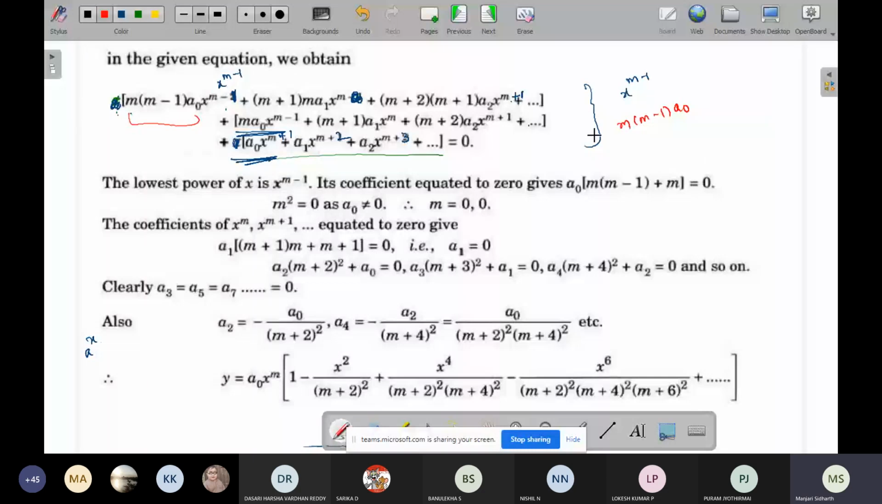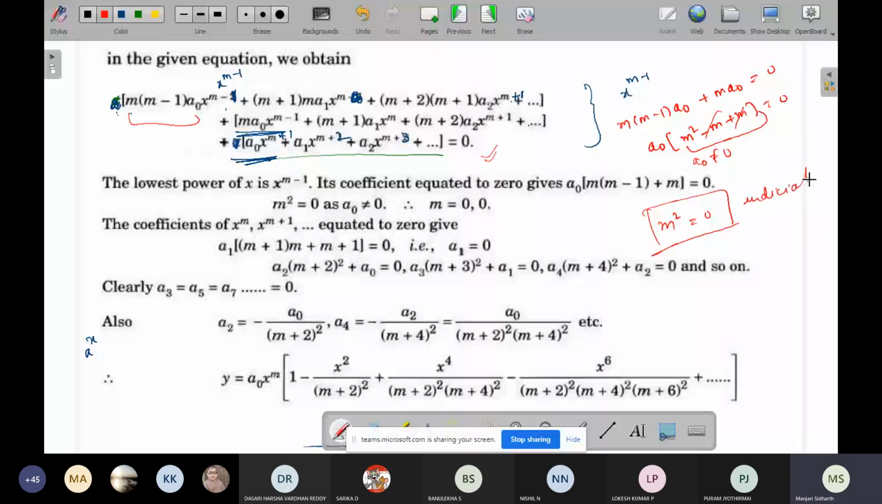And from here m a naught. So no other coefficient of x power m minus 1, only this. Take a naught common: m square minus m plus m is equal to 0. a naught cannot be 0, that means this has to be 0. m square minus m. So this is your initial equation.